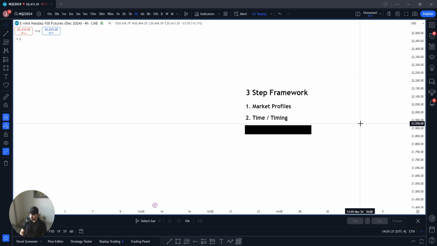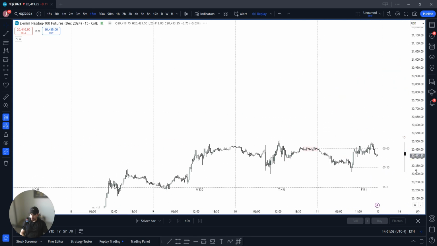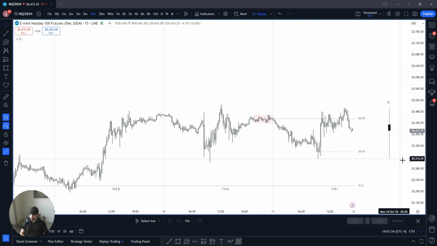But the second step in this 3-step framework is going to be time. Okay, time frame alignment, timing. What time are you taking the trade? How is the candle opening at this time? That's what you guys want to pay attention to. So for example, right, we'll just use Friday as the example here. I'm going to go quick because I've taken a lot of your time.